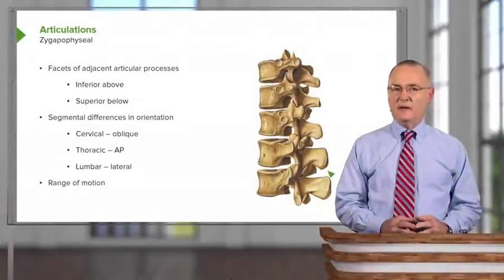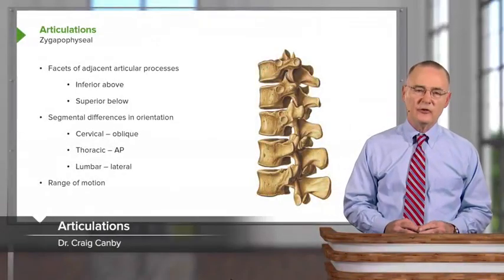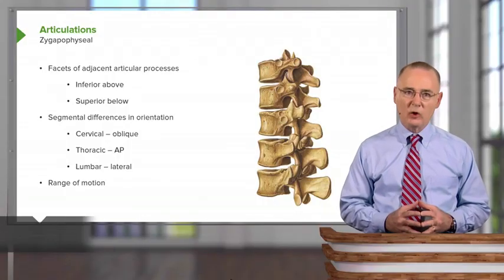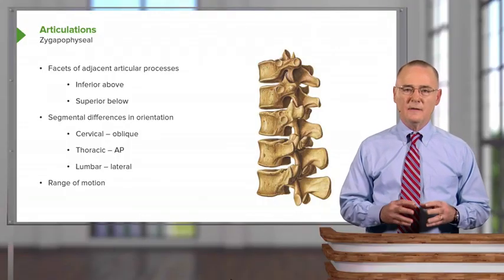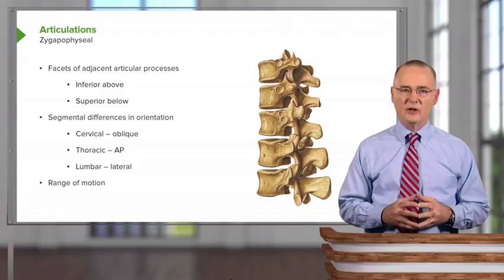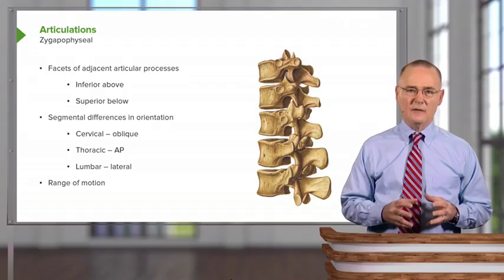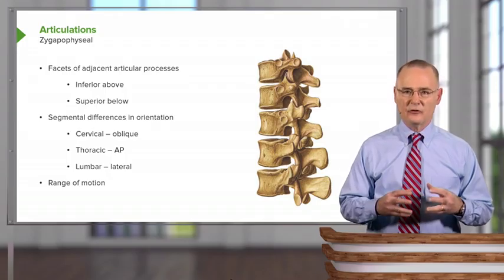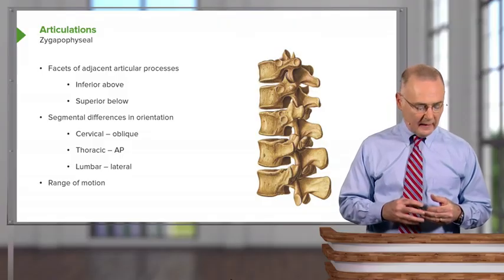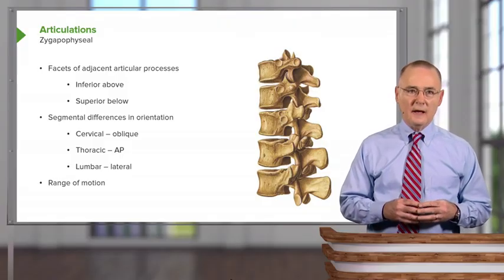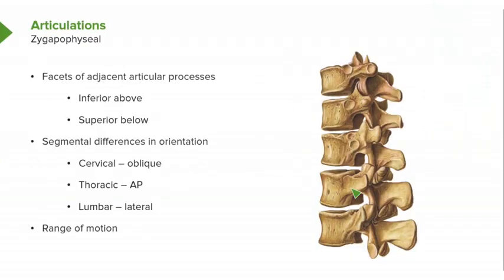Now let's understand the various types of articulations that we have within the vertebral column. The first type of joint or articulation you want to understand is that which exists between the articular processes, superior to inferior. And these are referred to as zygapophyseal articulations or joints.